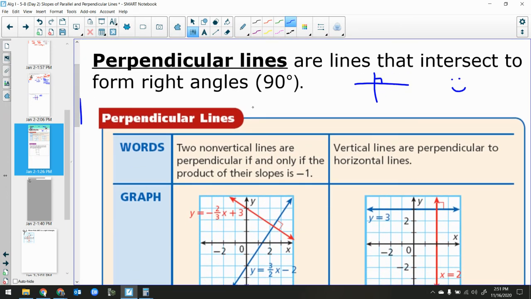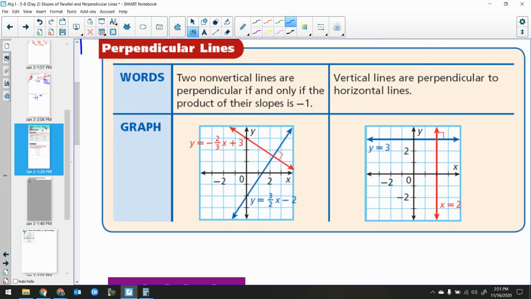So perpendicular lines are ones that form a right angle. Now, what does that mean in terms of their slopes? Well, the book writes it like this. 2 non-vertical lines are perpendicular if and only if the product of their slopes is -1. That seems like a really weird thing to write. I'm going to call it, they are opposite reciprocals.